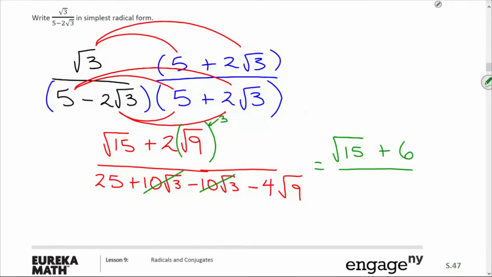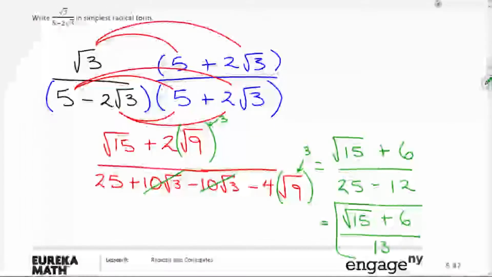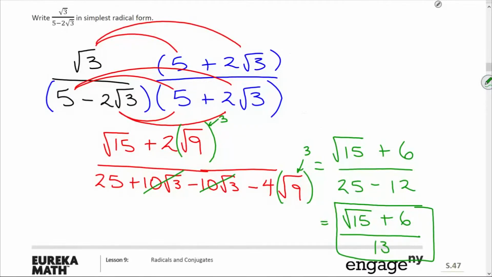Okay, and I have 25 minus 4 times, let's see here, this is also going to be 3. 4 times 3 is 12, so I get 25 minus 12. And so my final answer is root 15 plus 6 divided by 25 minus 12, which is 13. Now it may not look any simpler than what it started with, but I do not have any square roots in the denominator, which is simplest radical form.